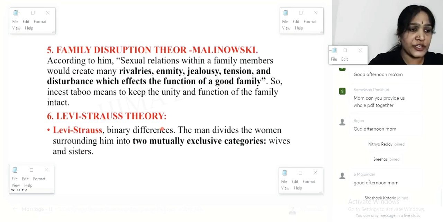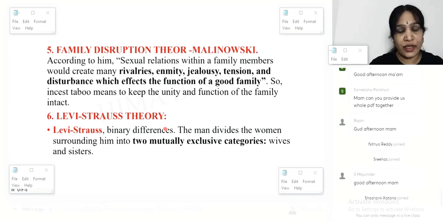Coming back to this, that is cooperation theory. Next, family disruption theory by Malinowski. Remember this man also. We will discuss him in theories again. Cooperation theory and family disruption theory are similar theories. Tylor and Malinowski's opinions are the same. If there is no incest taboo, the family relations will be disrupted, destroyed, with all this rivalry and hostility. Do you agree that Malinowski's family disruption theory and E.B. Tylor's cooperation theory are similar to each other? Yes. Wonderful. Very good.